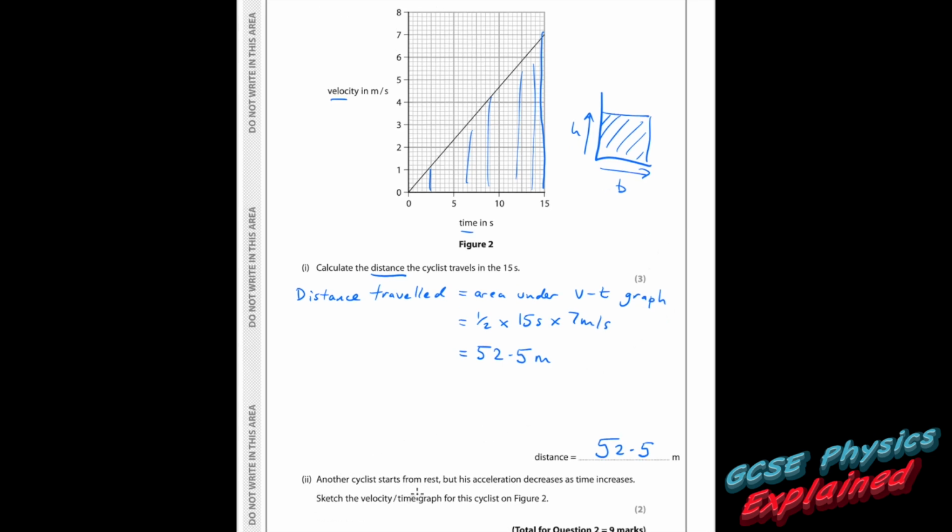Another cyclist starts from rest, but his acceleration decreases as time increases. Sketch the velocity time graph for this cyclist on figure 2. Okay, so the gradient of a velocity time graph is acceleration.